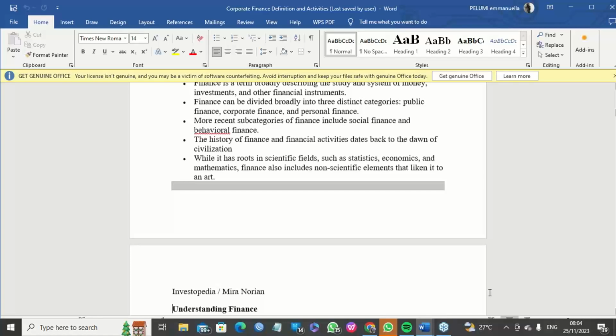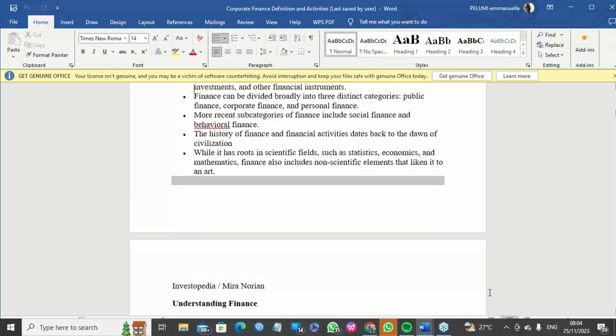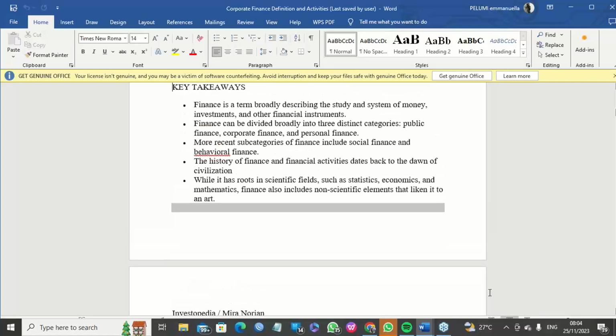Now we have some keywords, and I want us to quickly look at these before we move on. We have finance, broadly describing the study and the system of money, investment, and other financial instruments. Finance can be divided broadly into three distinct categories, and we'll talk about that: public finance, corporate finance, and personal finance. Then we also look at recent subcategories of finance, including social finance and behavioral finance.